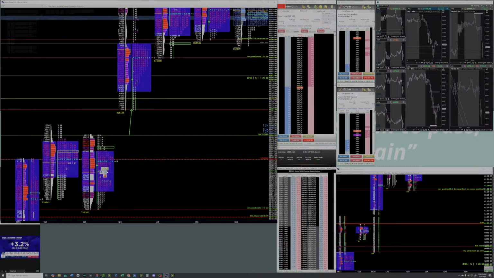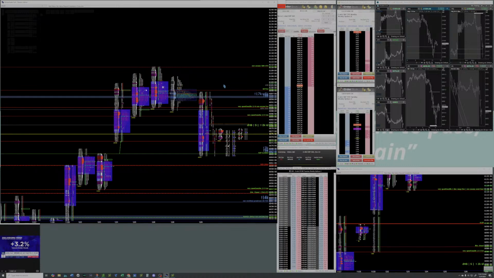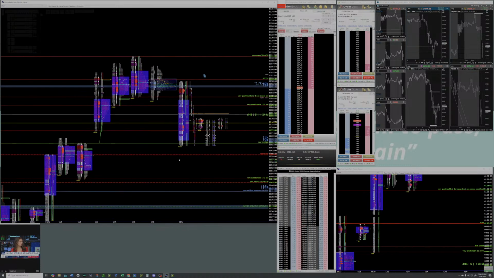40,000 here, and the same as we have here. This is what we have here. We have down here, and right around the November high.